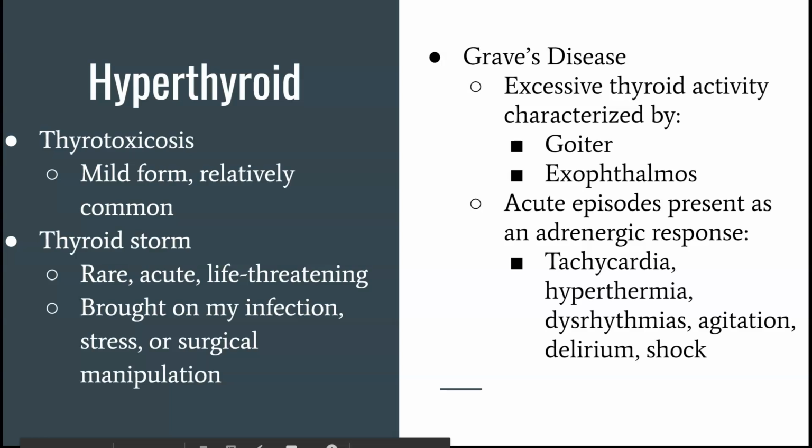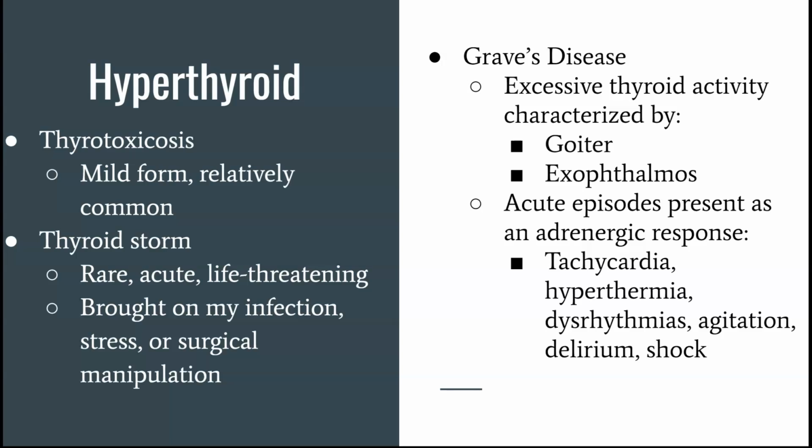Hyperthyroid you don't see very commonly, but you may encounter a thyroid storm, which is very, very rare but life-threatening. It's usually brought on by stress or some other infection, and it causes extreme tachycardia, hyperthermia, and all sorts of other dysrhythmias, possibly delirium. Graves' disease is the chronic version of hyperthyroidism.